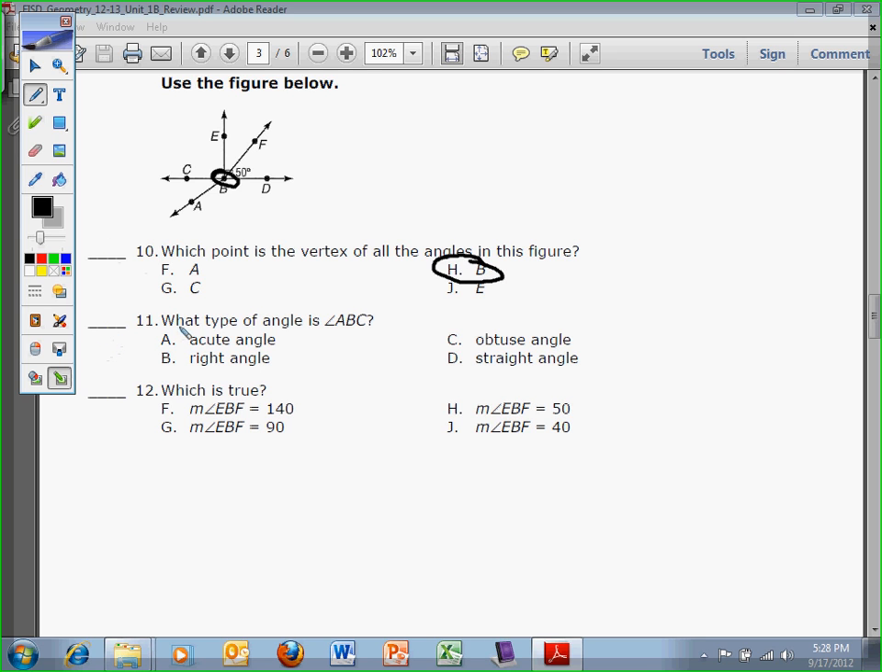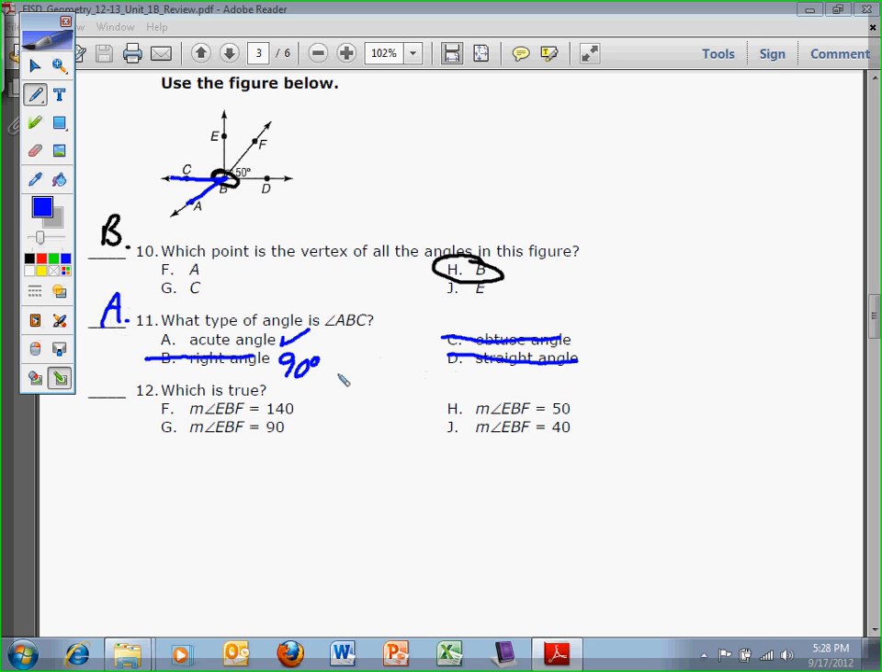Number 11, what type of angle is ABC? Okay, so I'm going to identify angle ABC. Angle ABC, is it acute? Yes, it is less than 90 degrees. It's not a right angle. Right angles are 90-degree angles. Obtuse is more than 90 but less than 180. And a straight angle is exactly 180-degree measure. So angle ABC is an acute angle, A.